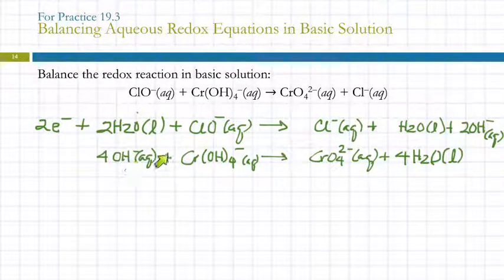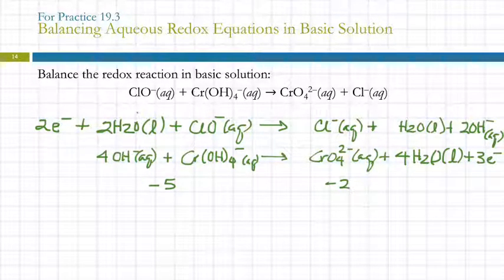4 negative ones and another -1. So that's a total of -5 on that side. And over here I have -2. So I need to add 3 more electrons over here so that I can get -5 on both sides.